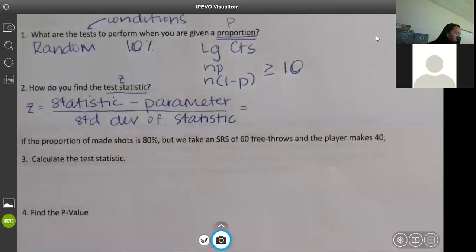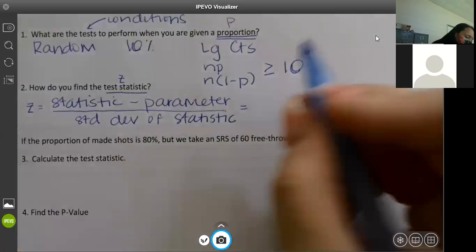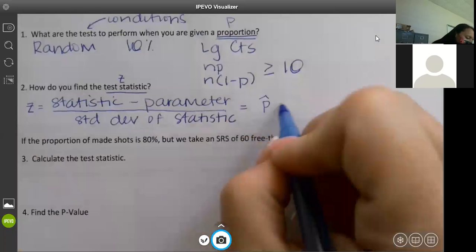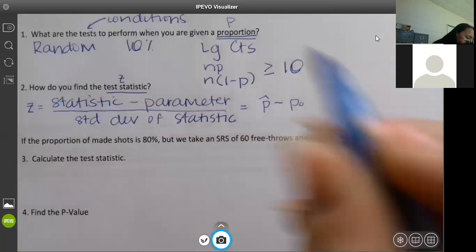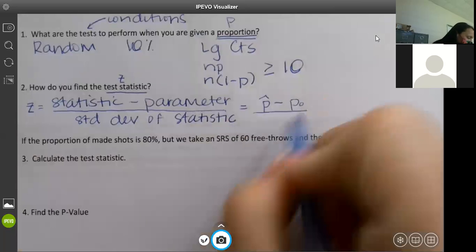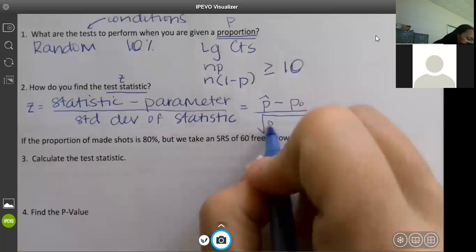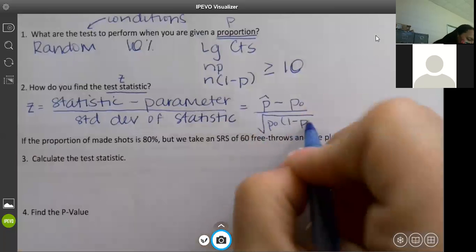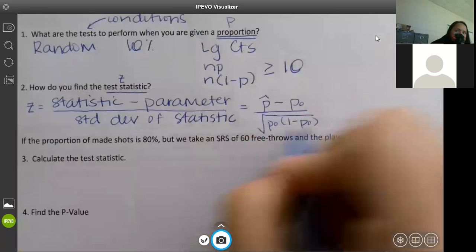So in terms of proportion, that is your P hat minus P sub 0, over the square root of P sub 0 (1 minus P sub 0) over N.